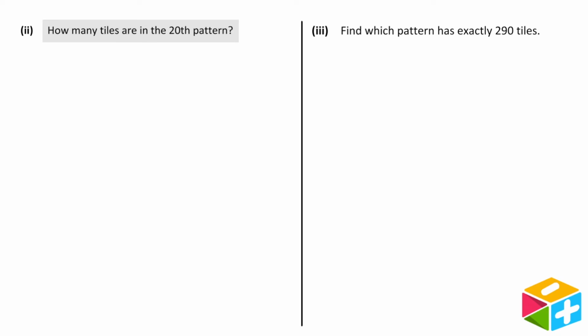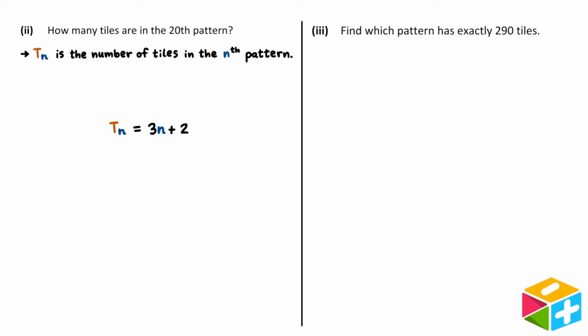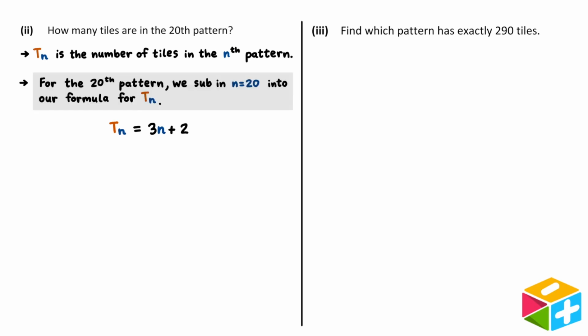The next part of the question asks us to find how many tiles are in the 20th pattern. Well, in the previous part of the question, we found that Tn is equal to 3n plus 2. And here, Tn represents the number of tiles in the nth pattern. If we want the number of tiles in the 20th pattern, we should sub in n equals 20 into our formula for Tn.